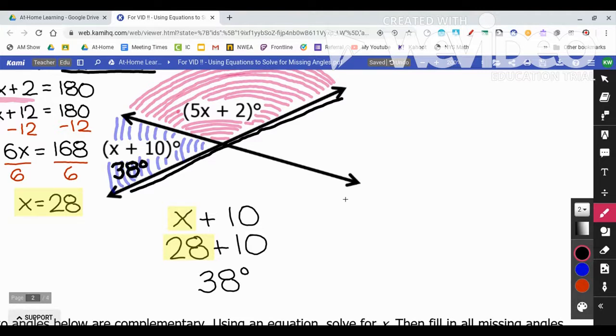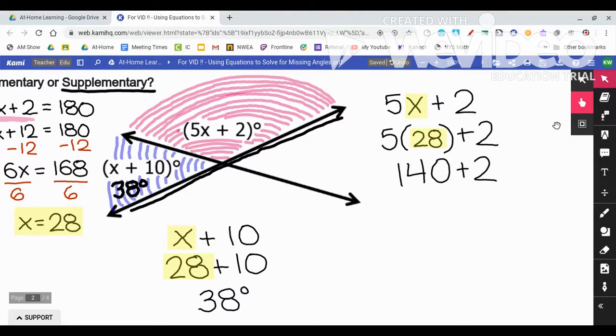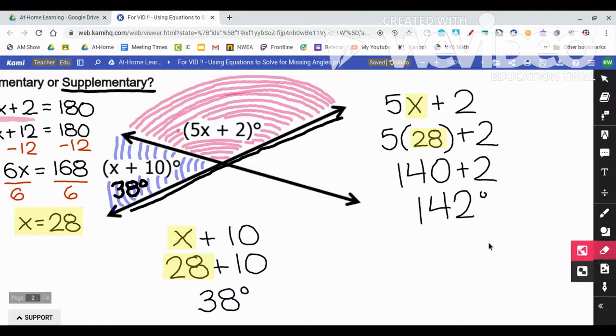Now my red angle is 5x plus 2, which means I have to do 5 times 28 and then add 2. And once I solve that, I get 142 degrees. So I'm going to write in my angle there. The red angle is 142 degrees.